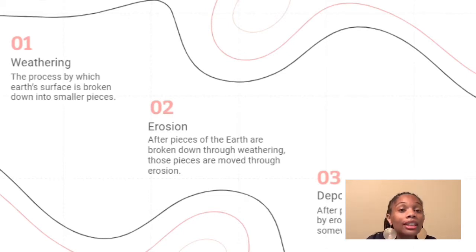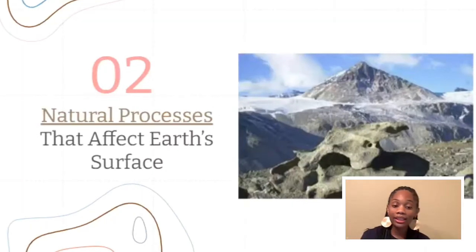Then we have deposition. Deposition means to be deposited somewhere. After the earth's surface is broken down into smaller pieces and moved somewhere, it lands somewhere else. It ends up being deposited into another place. Those are the three processes that we have. Now let's talk about how those three processes affect Earth's surface.